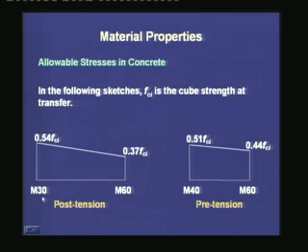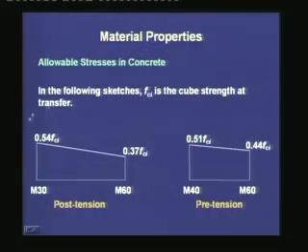Now, for a post-tension member, the concrete grade can vary from M30 to M60 and the allowable stress varies from 0.54 fci to 0.37 fci. fci is the cube strength at the time of transfer. That means before the prestress is transferred, samples of the concrete are tested, the strength is found out, and from that strength we calculate what is the allowable stress that the concrete can sustain due to the compression under flexure. Now, for pre-tension members, since the grade varies from M40 to M60, the allowable stress varies from 0.51 fci to 0.44 fci.